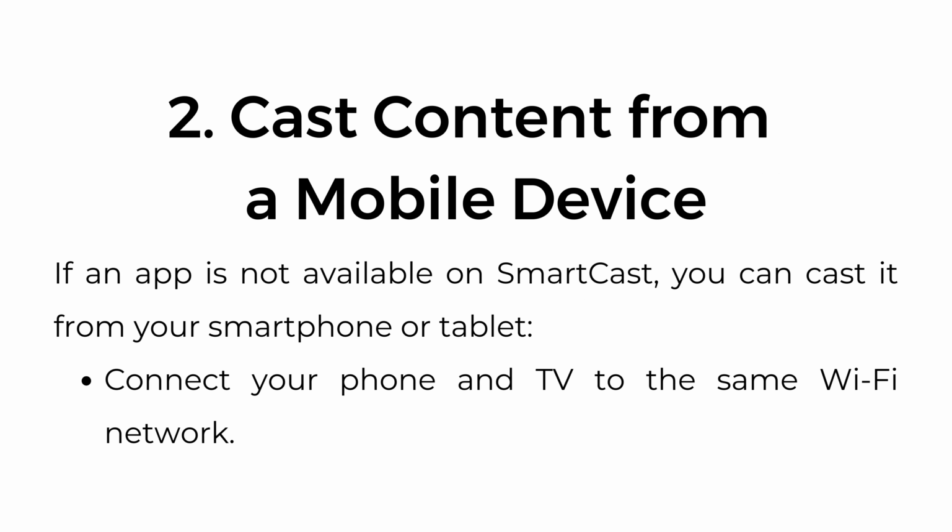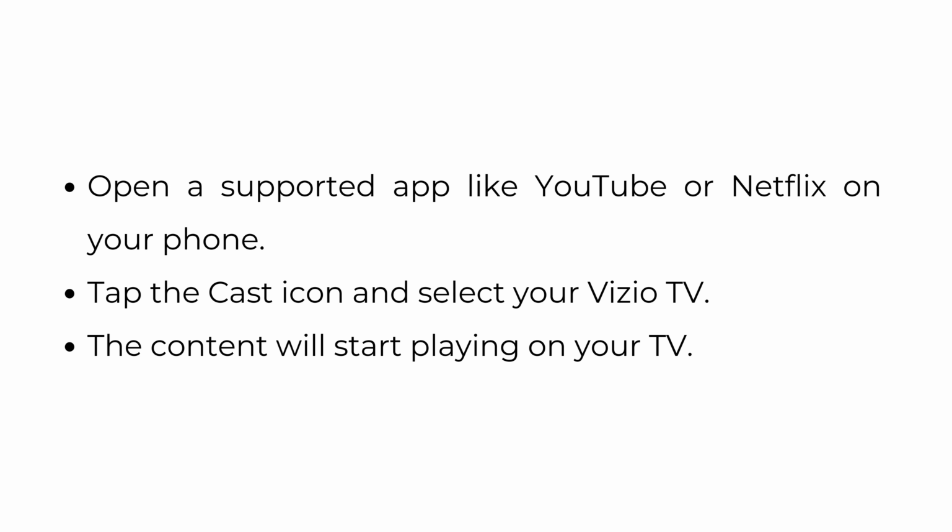2. Cast content from a mobile device. If an app is not available on SmartCast, you can cast it from your smartphone or tablet. Connect your phone and TV to the same Wi-Fi network. Open a supported app like YouTube or Netflix on your phone. Tap the cast icon and select your Vizio TV. The content will start playing on your TV.